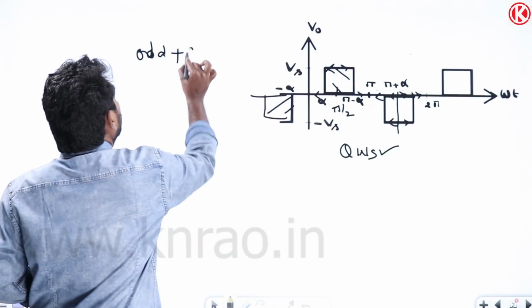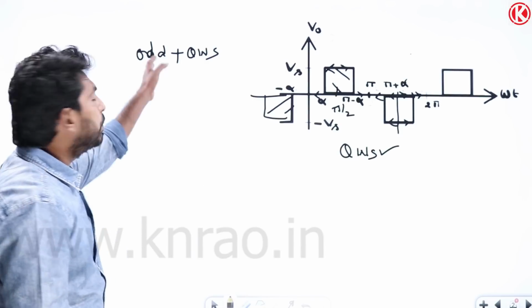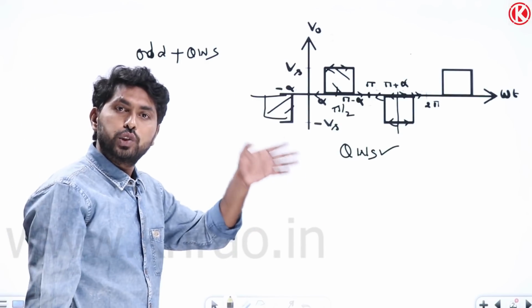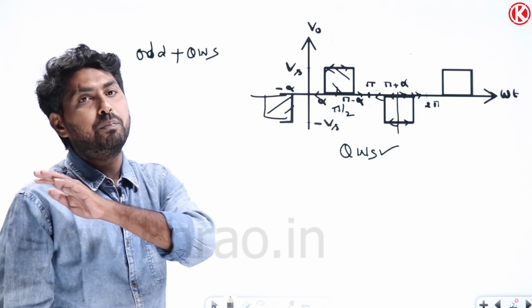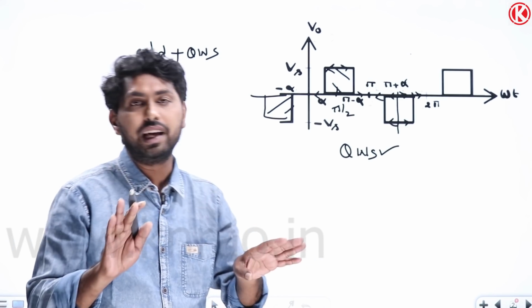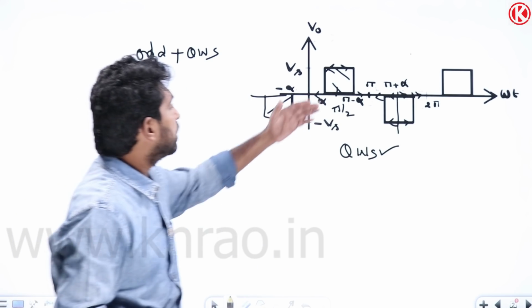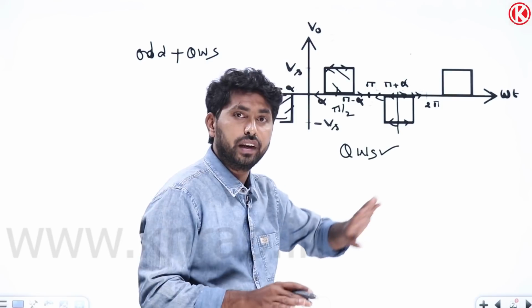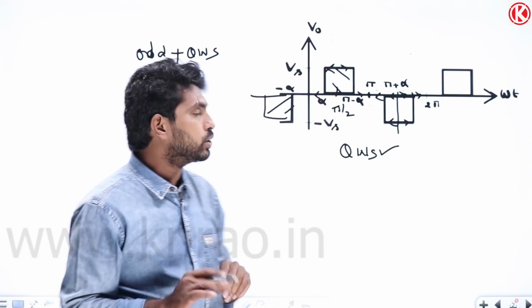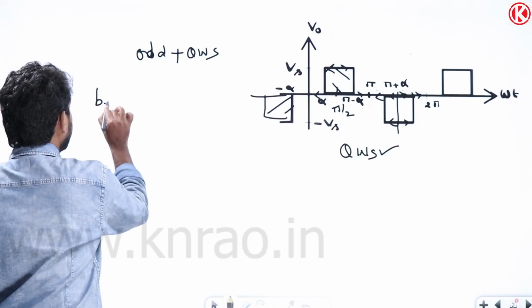So let me find the Fourier series expression for this. How can I find the Fourier series expression? Because it contains odd symmetry, the Bn value is not equal to 0, and An equals 0, so there is no need to find the An value. Here A0 is also 0 because the positive half area equals the negative half area, so the average value is also 0. So let me find the Bn value.